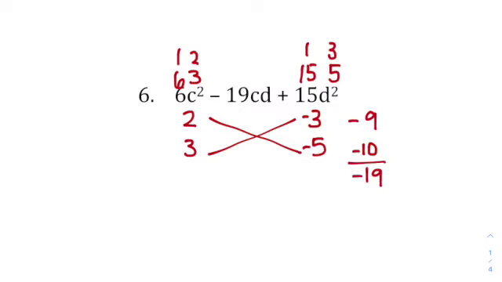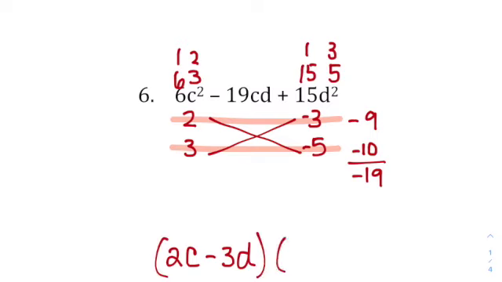And then the middle term is checked, and the left-hand side last term is checked. The leading 6 is checked. So therefore, I got my combination. So it's going to be 2c minus 3d. I just add in the letters. That is all. And then 3c minus 5d. That's the only difference, just like what we did.